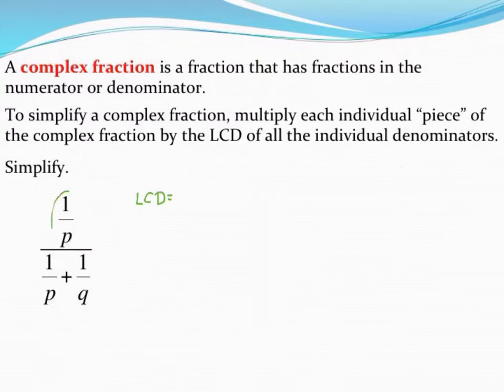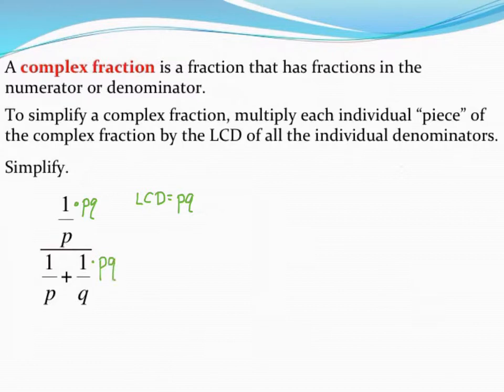Looking at all three of these individual fractions, I can see that my least common denominator is going to be P times Q. If you need help finding the least common denominator, watch one of my previous videos and you can see how to do that. What I'm going to do differently than when I add fractions is I'm not going to multiply the top and bottom. I'm going to simply multiply all the numerators by that least common denominator.